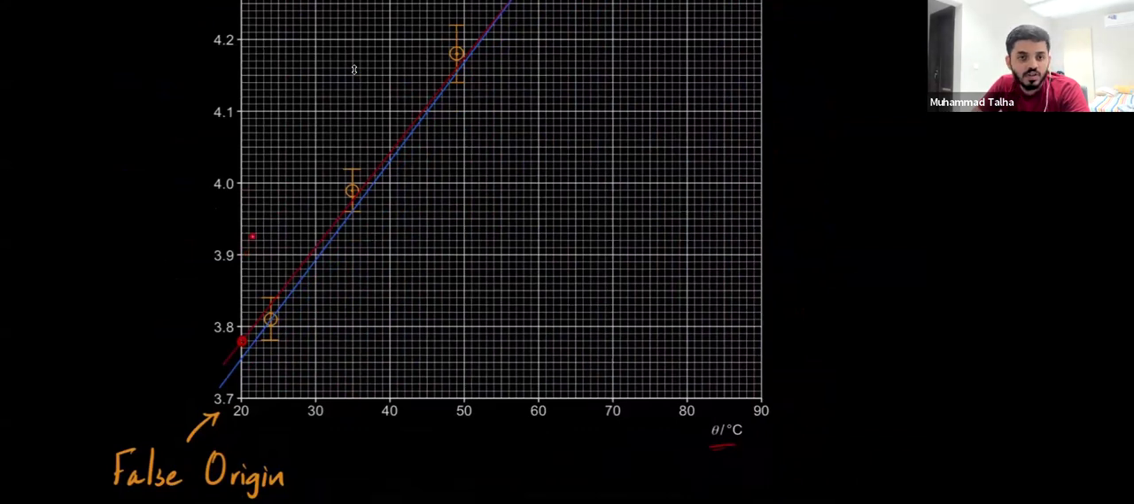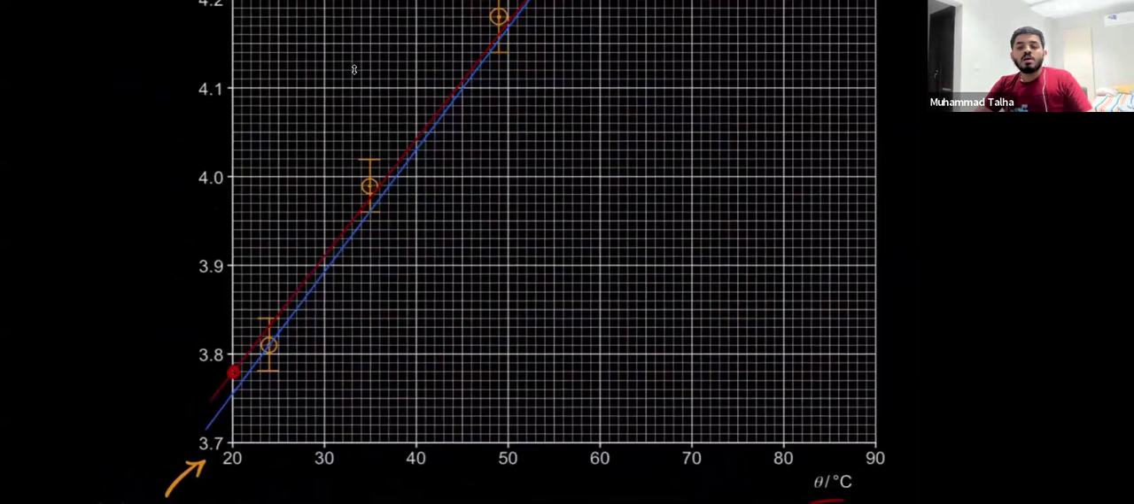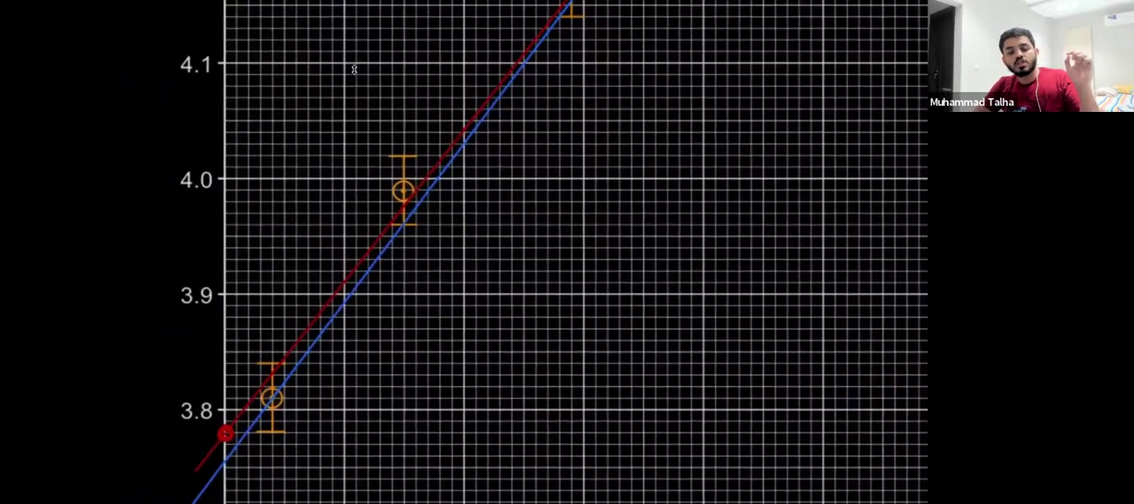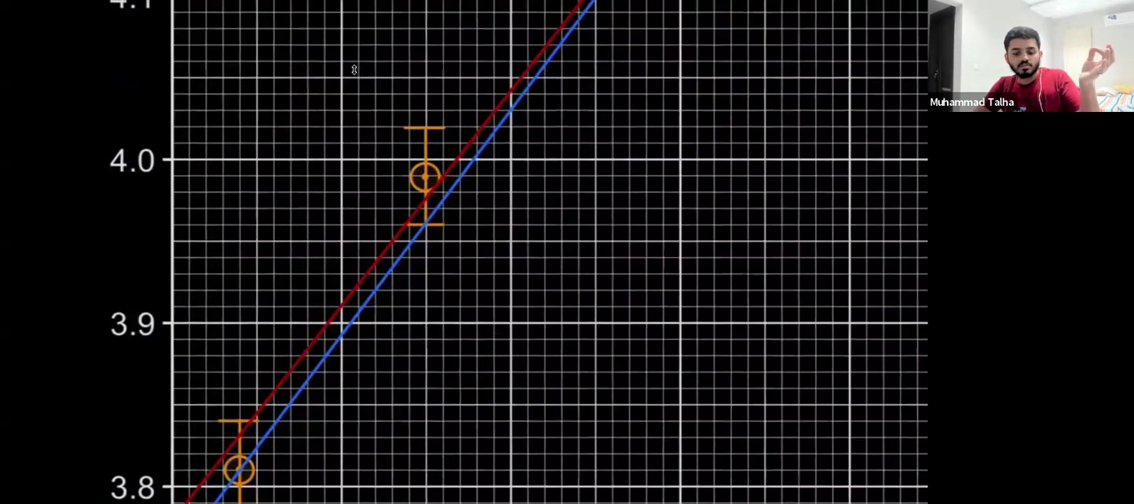So there's a difference of 10, so each box is 0.01. So this is 3.99. Now, how do I come up with the error bars? Because I know each small box is 0.01, right? So 0.03 means I have to go 1, 2, 3 above.